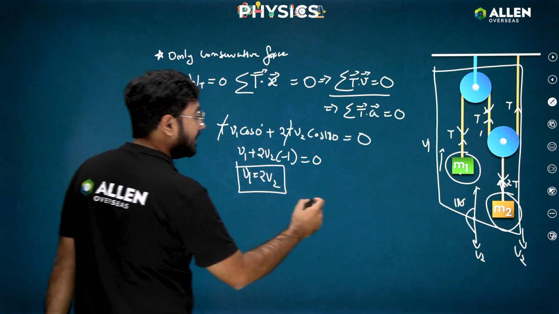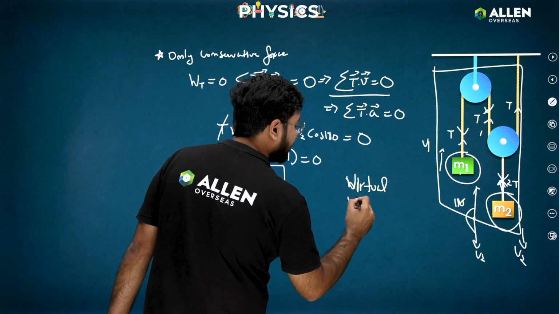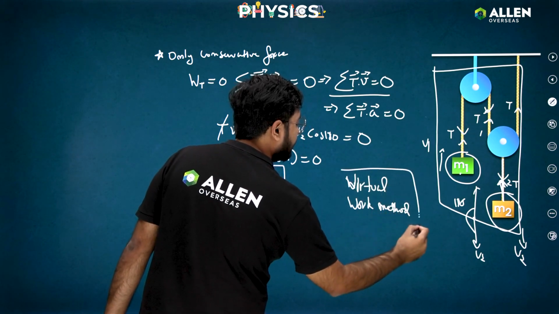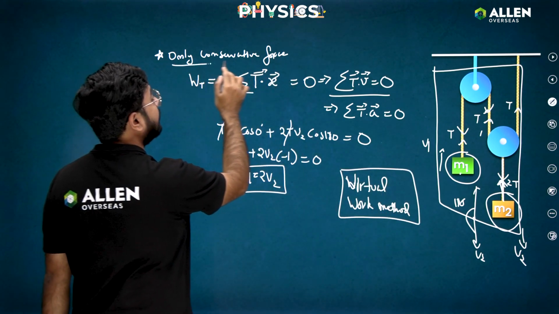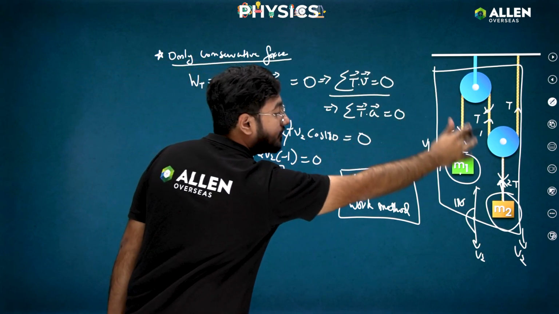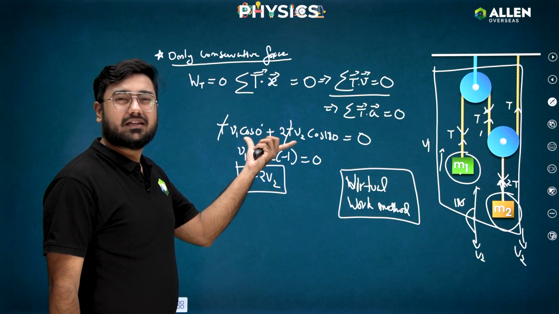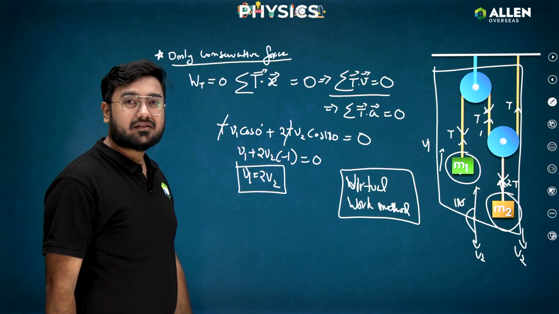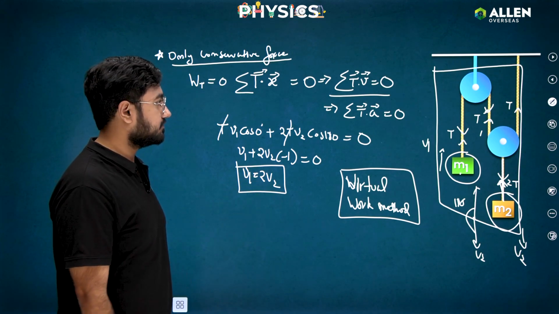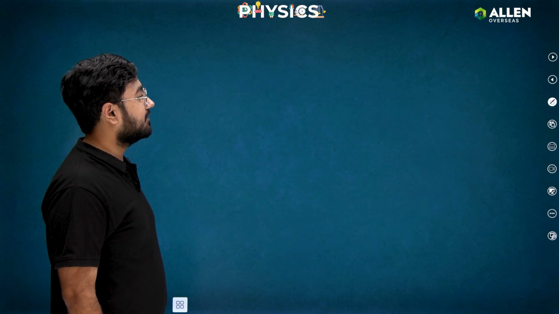Right? This method has a name, that is the virtual work method. So what were we using? We are using the fact that only conservative forces are acting. So the complete work done by tension for the complete system is absolutely equal to 0. From that fact, we have written one equation only and we have a result. Okay? No long procedure. Moving ahead, let us take another example.